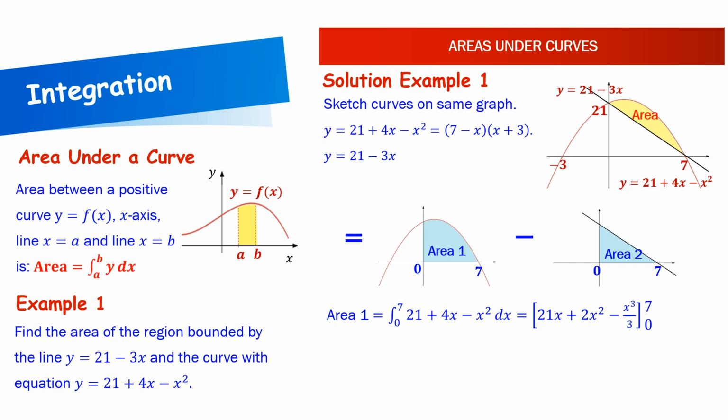Now area 1 is equal to the integral from 0 to 7 of 21 plus 4x minus x squared dx. We've integrated this term by term to give us the expression that you can see highlighted in red on the right-hand side of the screen. So 21 integrated is 21x, 4x integrated is 2x squared, and minus x squared integrated is minus x cubed over 3.